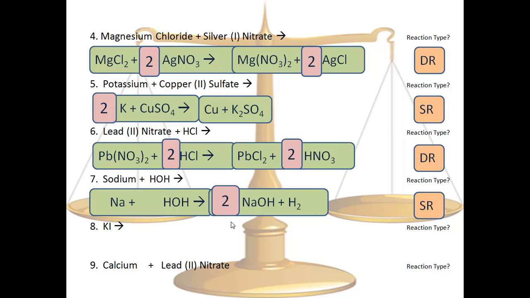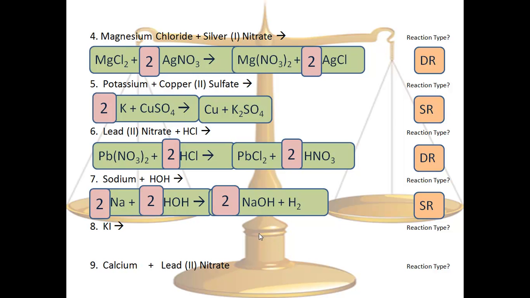This way I have 4 H's, which is something that could happen over here. If I have 3 H's over here, I can't really fix that with an even number, so I try to get an even number on both sides. So 2 NaOH, that means I'm going to have to double my Na on the left, and I'm going to have to double my HOH so that my O's match.